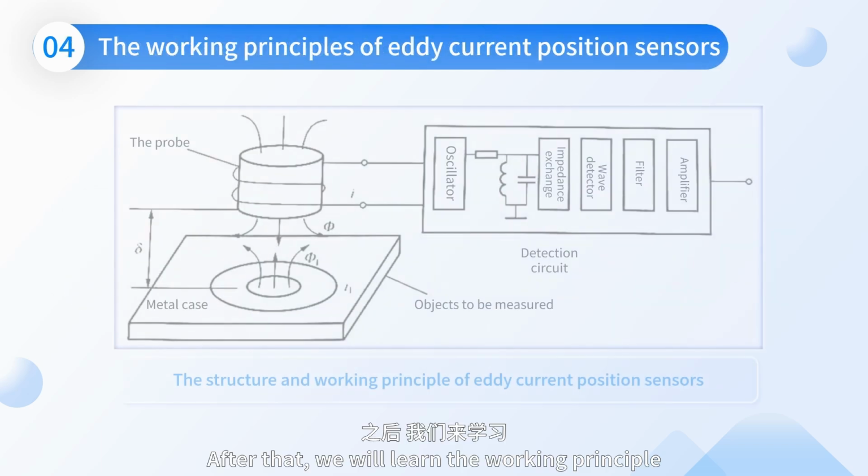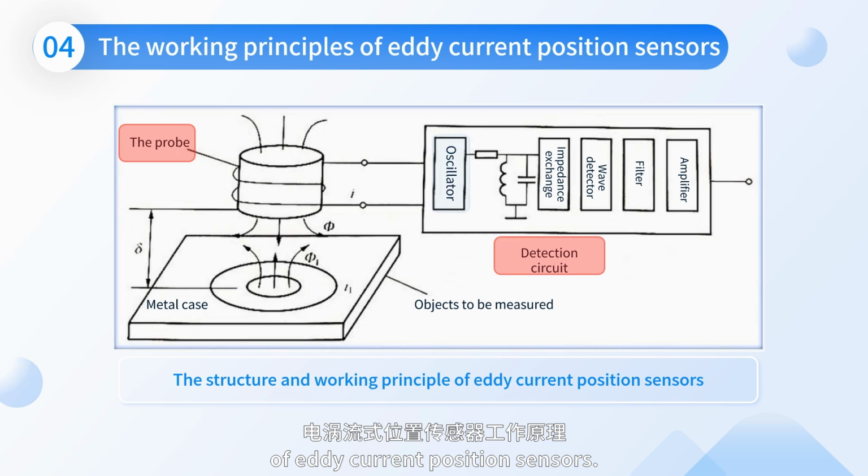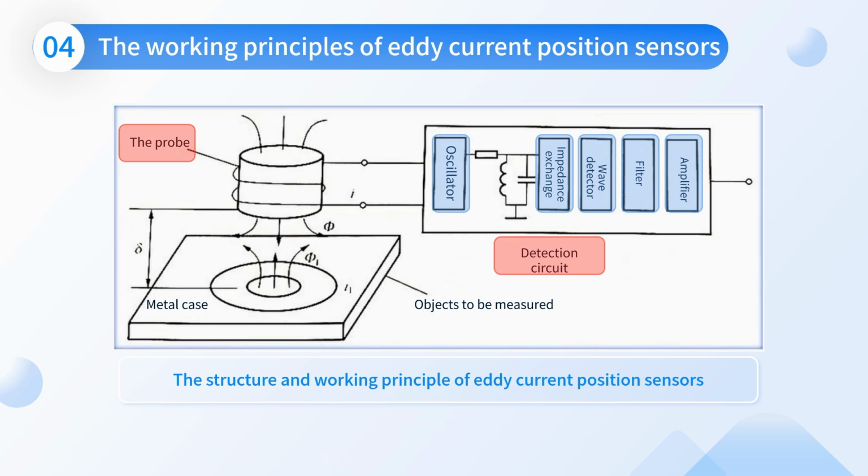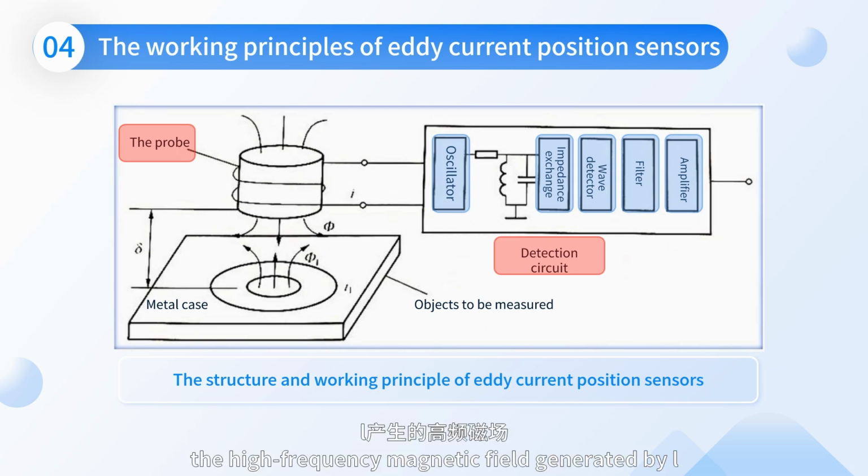After that, we will learn the working principle of eddy current position sensors. The structure and working principle of eddy current position sensors are shown in the figure. The sensor is mainly composed of probes and detection circuits. The probe is mainly composed of a coil and skeleton, while the detection circuit is mainly composed of an oscillator, wave detector, and amplifying circuit. When the high-frequency voltage generated by the oscillator is applied to the inductance coil L near the side of the metal plate, the high-frequency magnetic field generated by L acts on the surface of the metal plate.